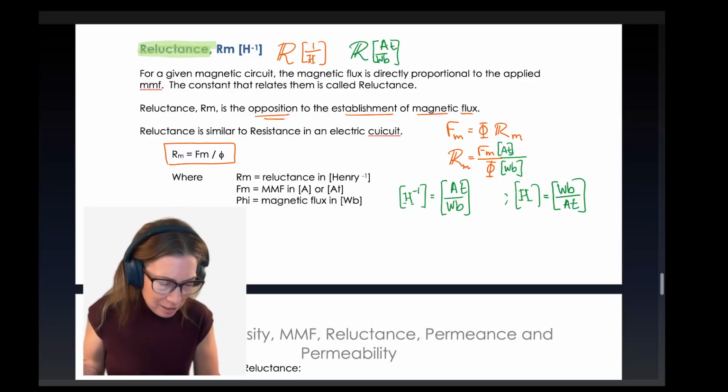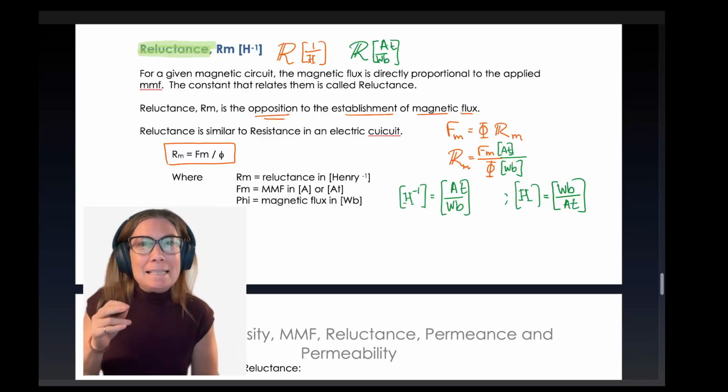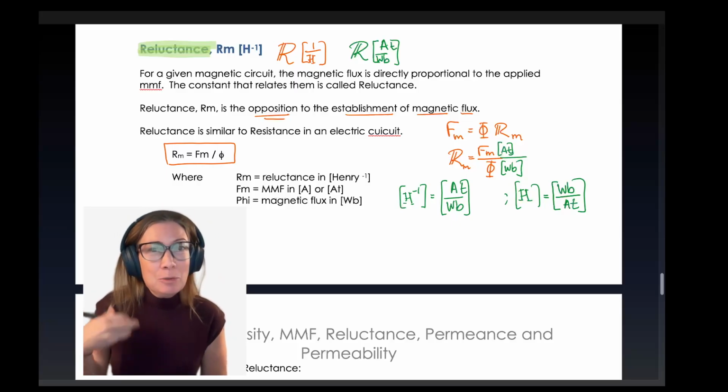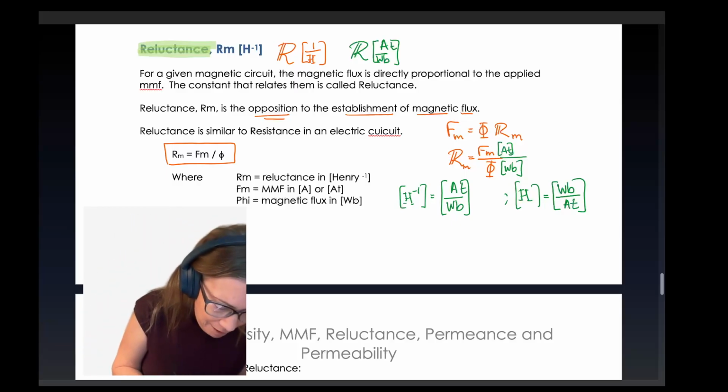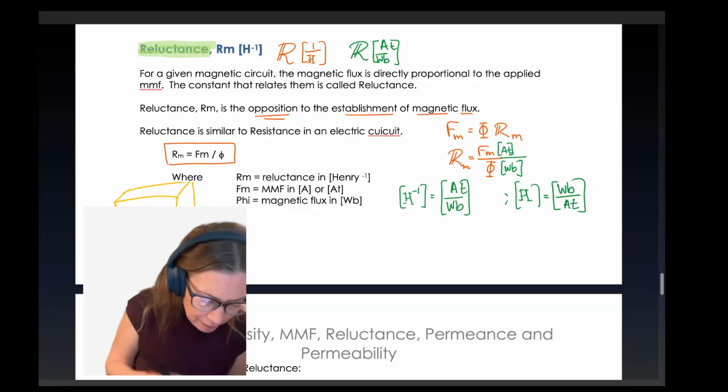We just learned about reluctance. We just learned that reluctance is how reluctant a material is to establish that magnetic flux. So I have a magnetic circuit. Magnetic circuit looks like this. It could be square, it could be not square.